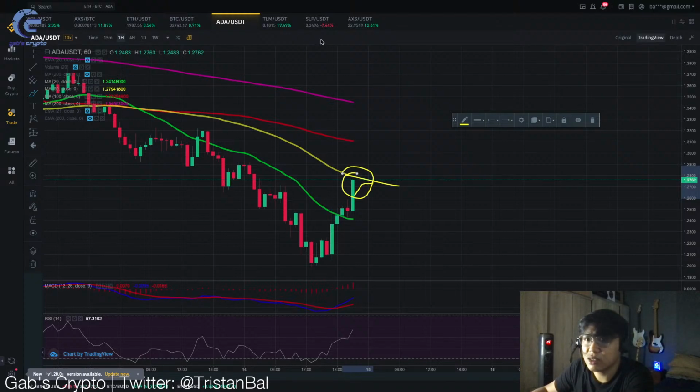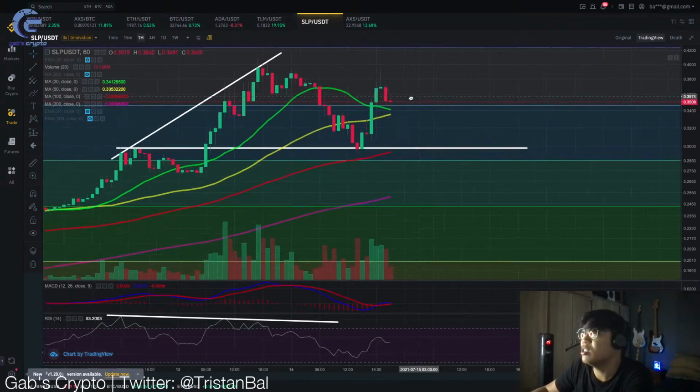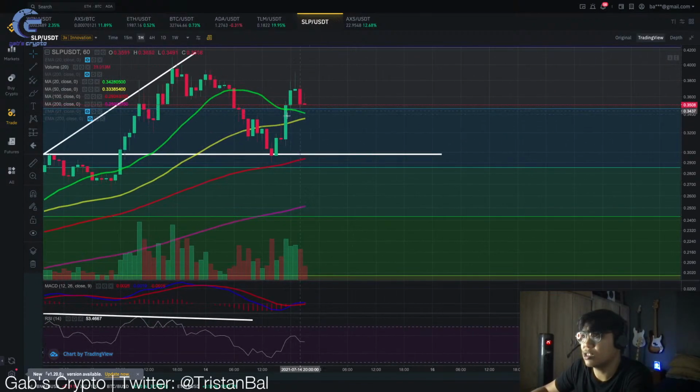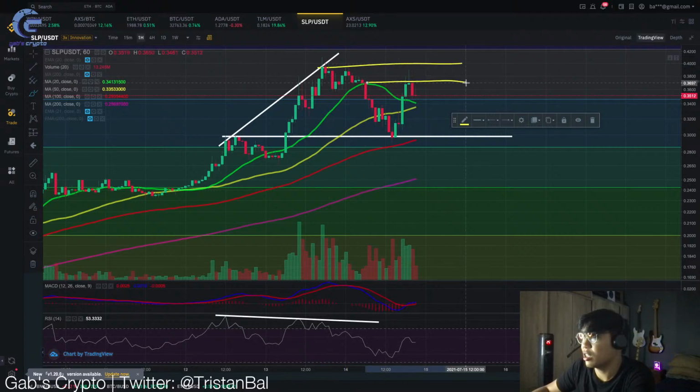So let's try to go back. So mukhang si SLP, dead cat bounce na ngayon nangyayari. So possible na bumagsak na siya back to 100 moving average. Kasi ayan o, hindi na tayo nagkaroon ng higher high. So this would indicate na this is bad news for SLP.